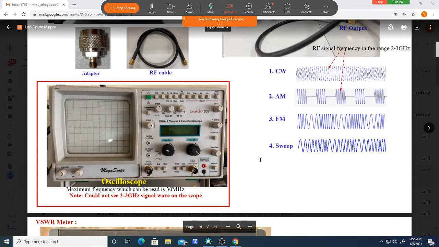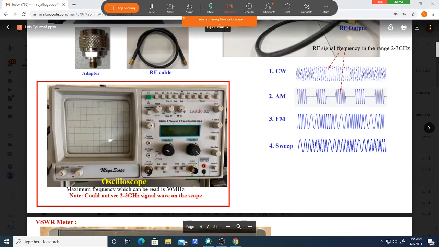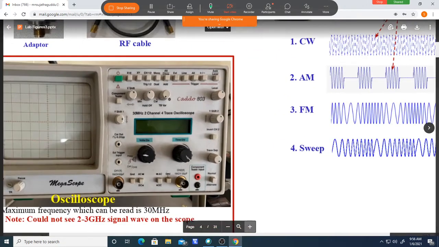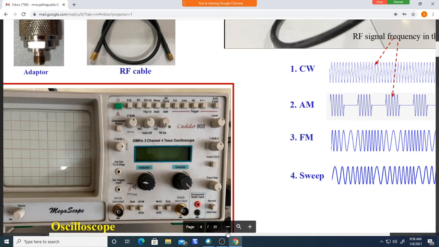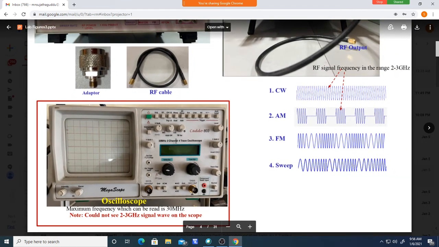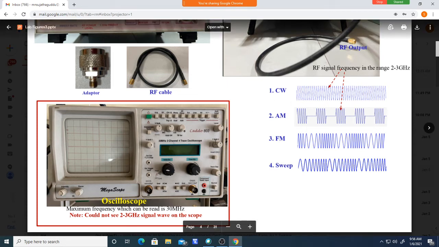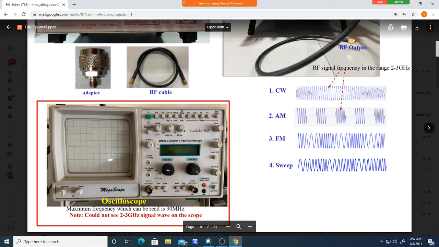But in our laboratory that equipment is not there. This oscilloscope can measure a maximum of 30 megahertz. Beyond that we cannot. Beyond that, the waveform becomes very dense, because the time duration is very, very small. We cannot see this signal using a 30 megahertz oscilloscope.